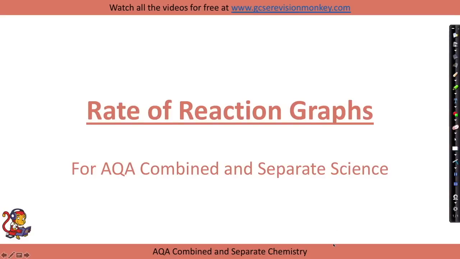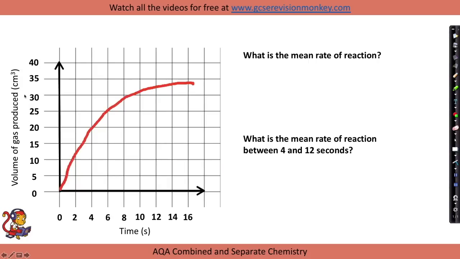So with the results of a rate of reaction experiment, you may well be asked to draw a graph or do some calculations using a graph that's provided to you. So let's look at this graph here first of all. This might be a graph that we might have drawn from the first experiment, whereby we were measuring the volume of gas produced over time.